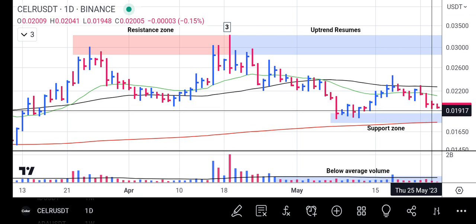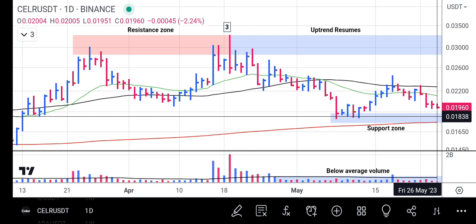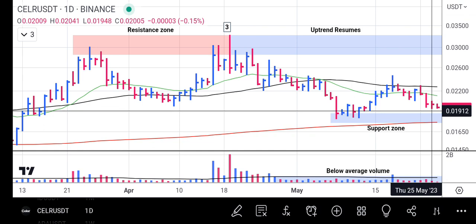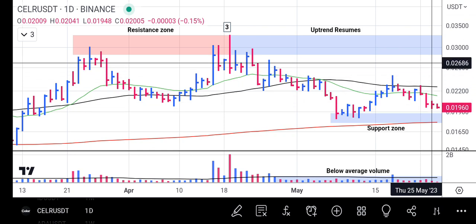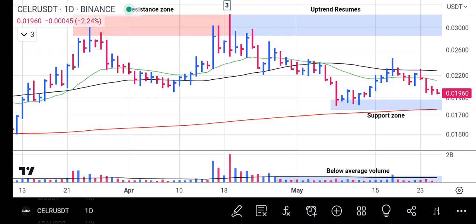Our focus now is how the price is reacting towards this zone. If it finally has an upward close bar with above average volume, that will indicate to us that an entry has been made and buyers have resumed, and we will take in our trade and expect it to rally up to point 3, which is its prior resistance zone. And once it finally breaks above point 3, we know the uptrend has resumed in Celer Network.